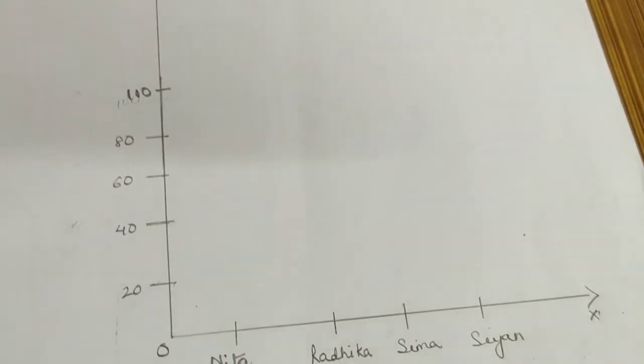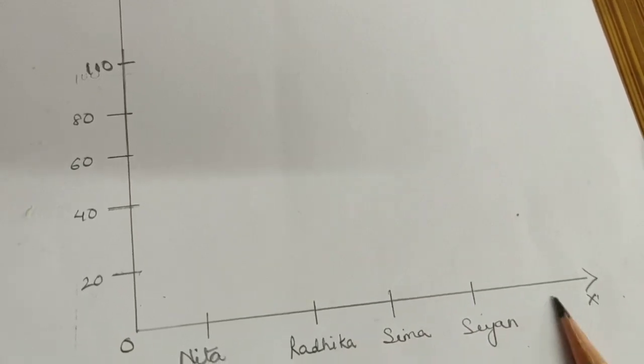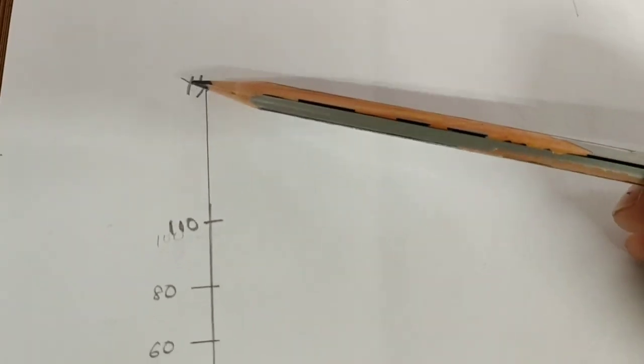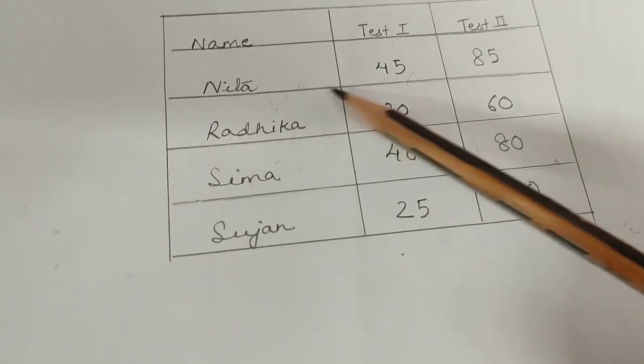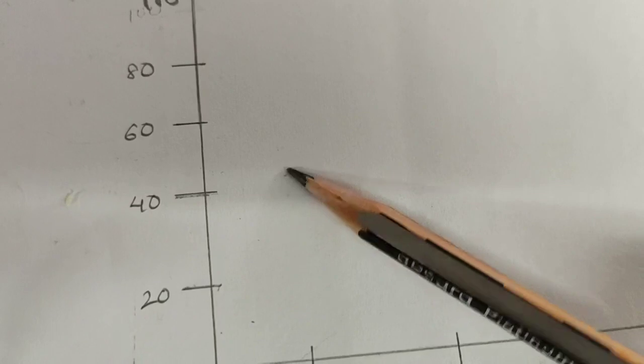Now this is the chart. First we have to draw two lines. This line is called the horizontal line, and this one is called the vertical line. The horizontal line is called the x axis, and the vertical line we call the y axis. Now you see Nita, how much did she get in test 1? 45. Now we go to Nita, then 40, so 45 must be here.